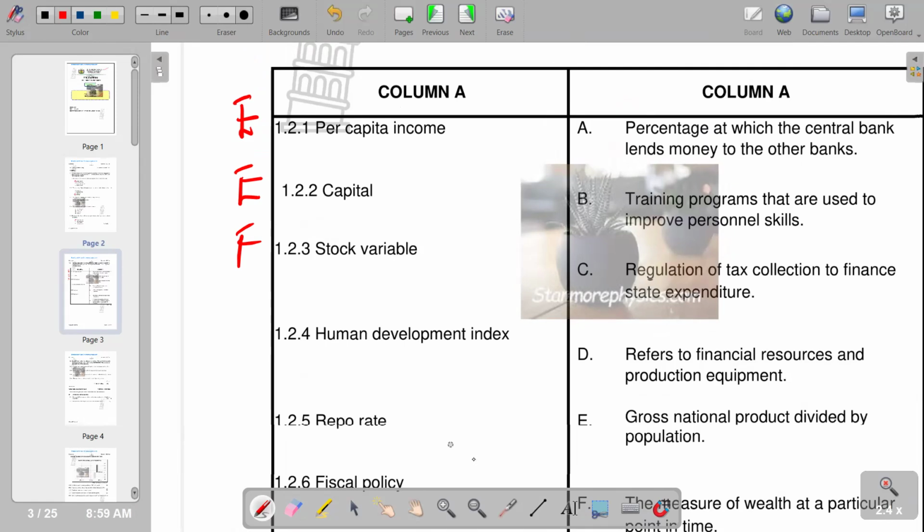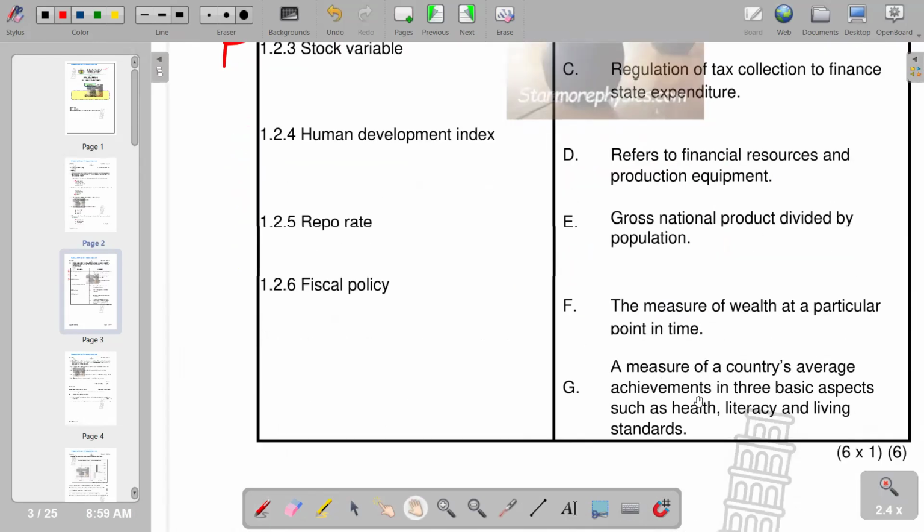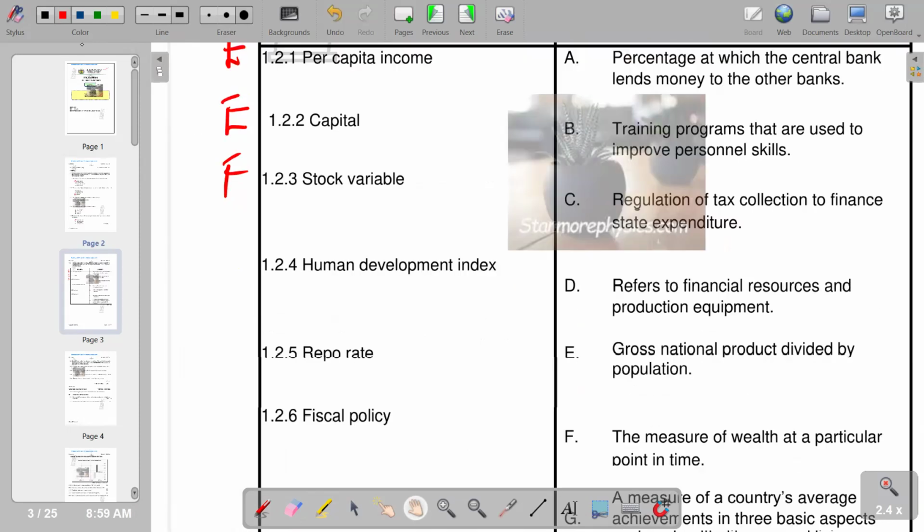Human Development Index. For Human Development Index, remember, Human Development Index is a statistic that is used to rank countries according to human development. So we check which one to measure that. So if we go down, the image of the country's average achievements in 3 basic aspects such as health, literacy, and living standards. So G is the correct response.